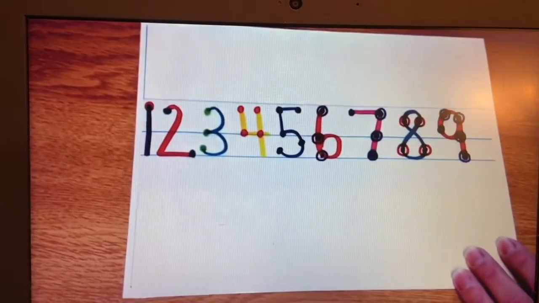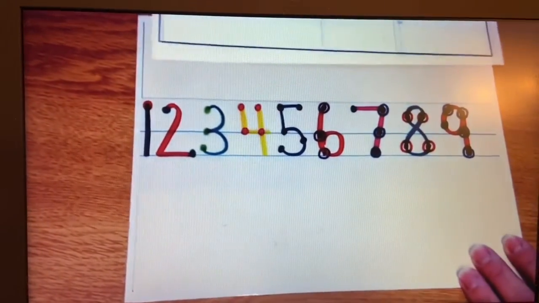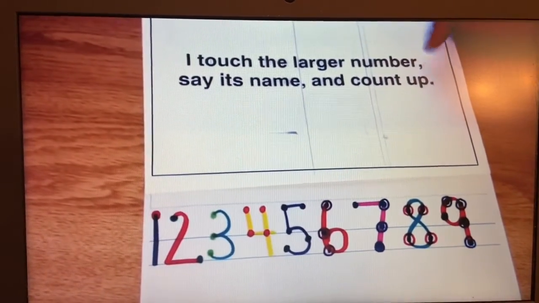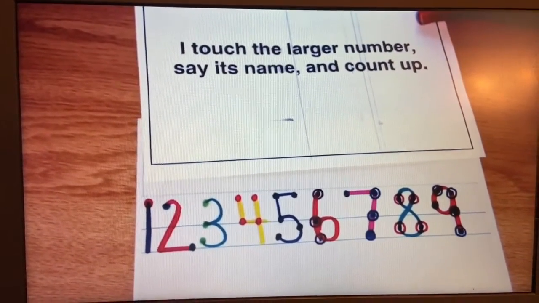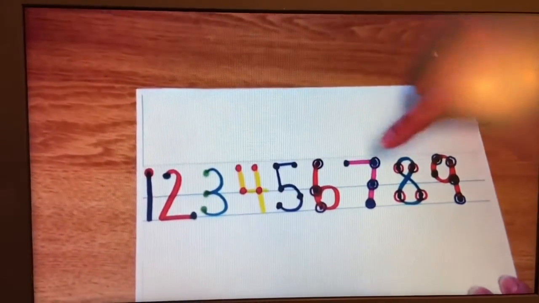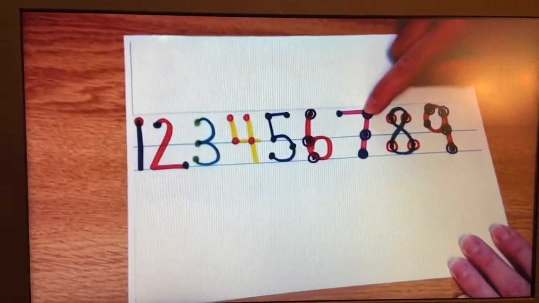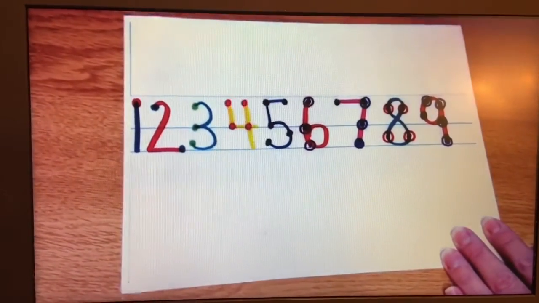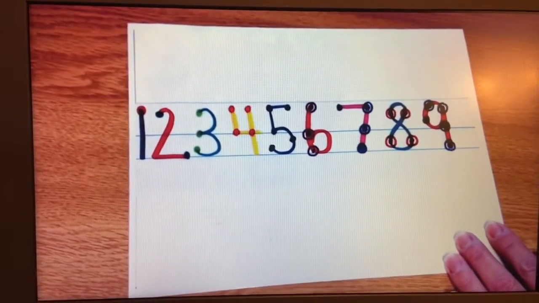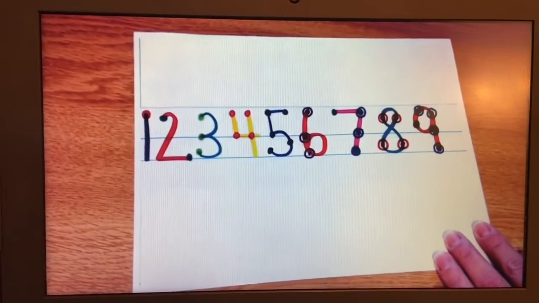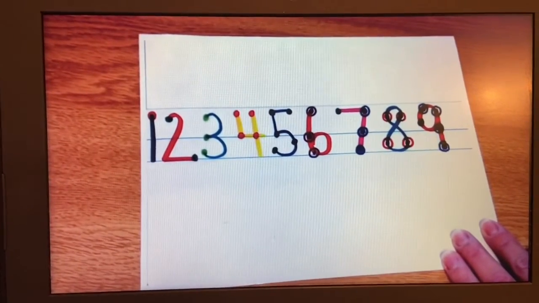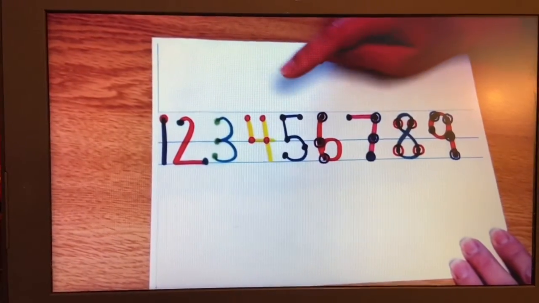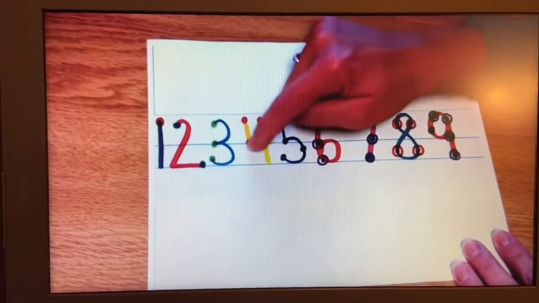If you are doing an addition problem with touch points, here's an example of the addition statement. I touch the larger number, say its name, and count up. So if the problem is 7 plus 3, you would touch the larger number, say its name, and then count up. 7, 8, 9, 10. If you wanted to do a problem where the second addend is bigger, 4 plus 5, you still say the larger name. 5 is larger than 4. You would say the larger name, 5, 6, 7, 8, 9.